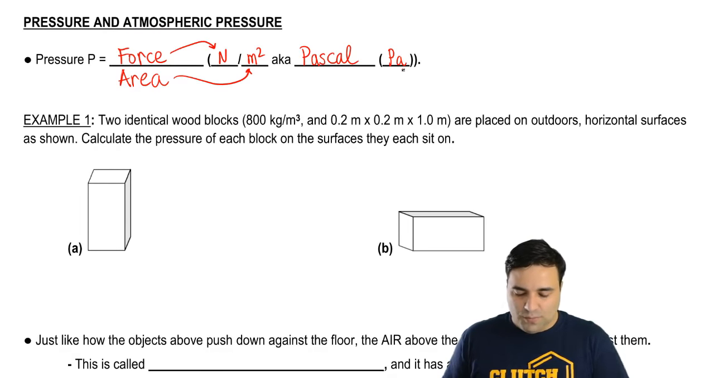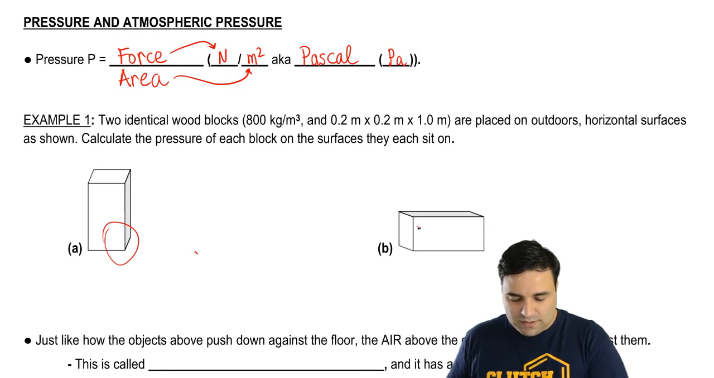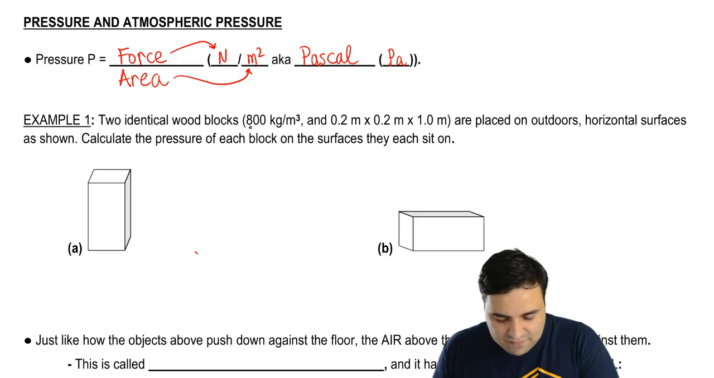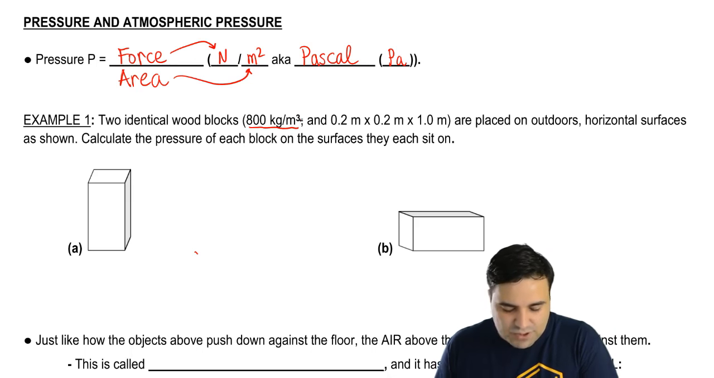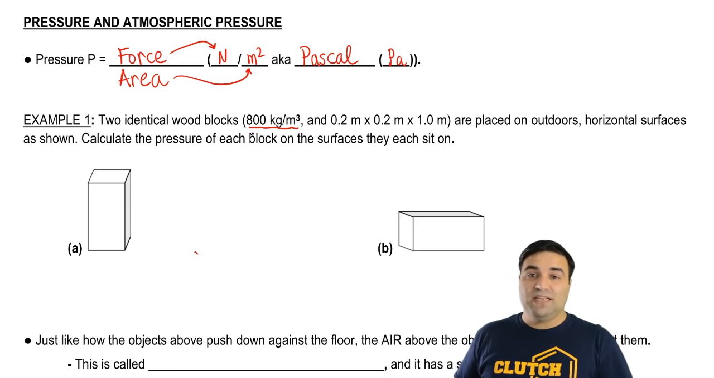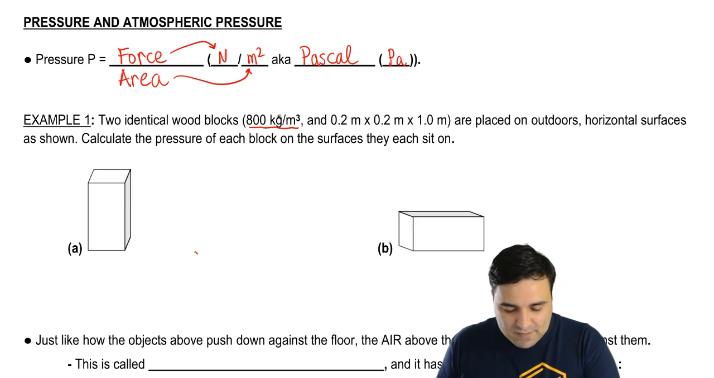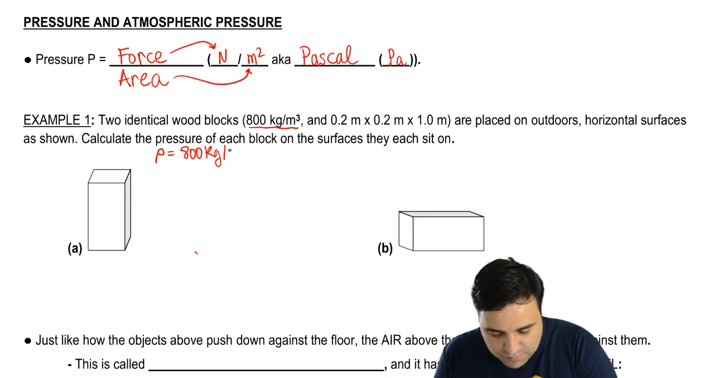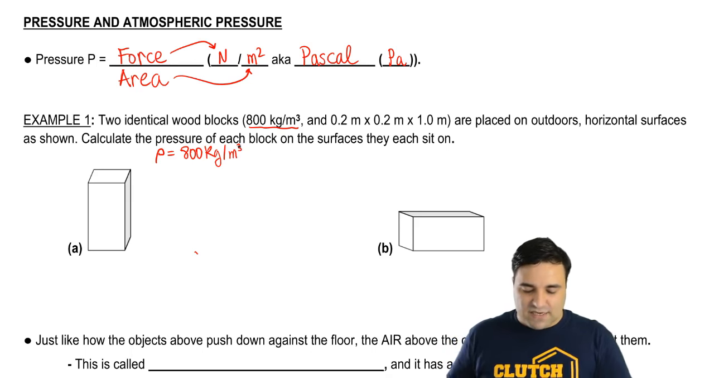So two identical wood blocks, these two guys here, one and two, and it specifies here that they have 800 kilograms per cubic meter. Hopefully right away you identify that this is density because of the units. It doesn't say that, but you need to know that. So the density, which is rho, Greek letter rho, is 800 kilograms per cubic meter. This is why we covered density earlier.